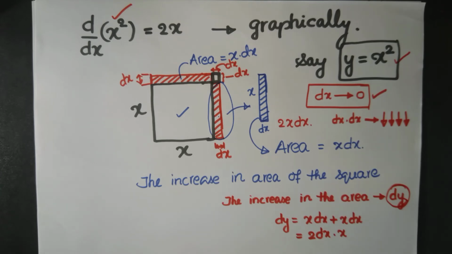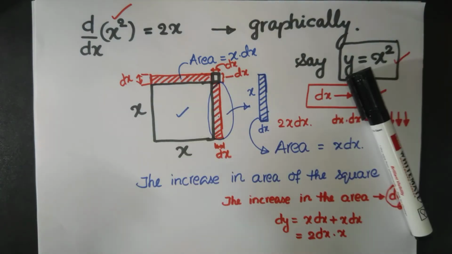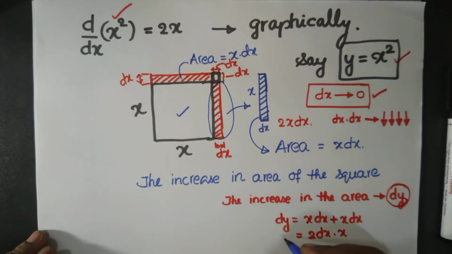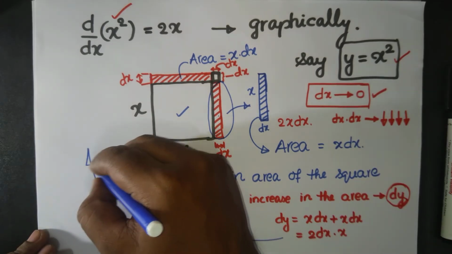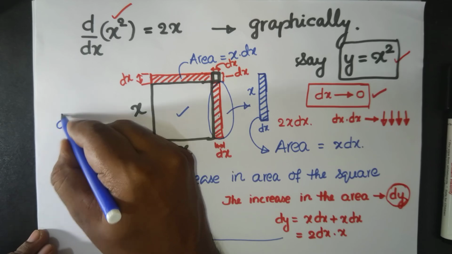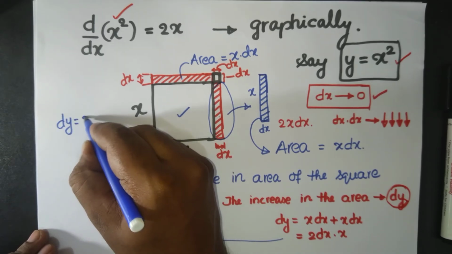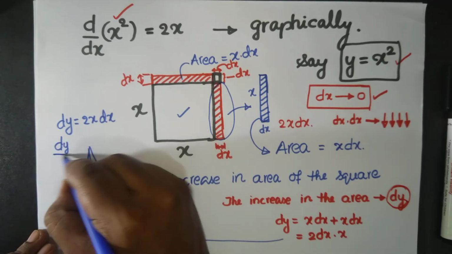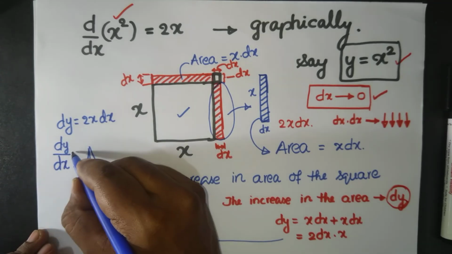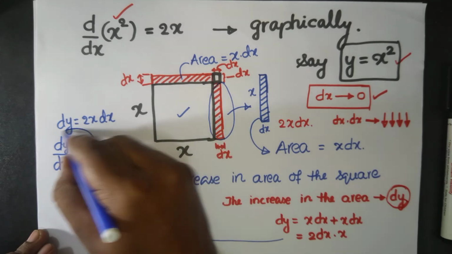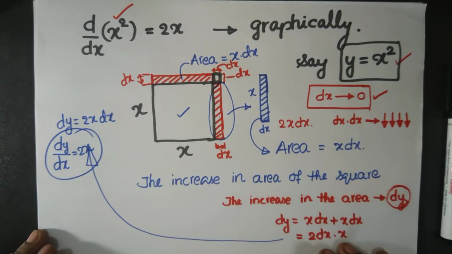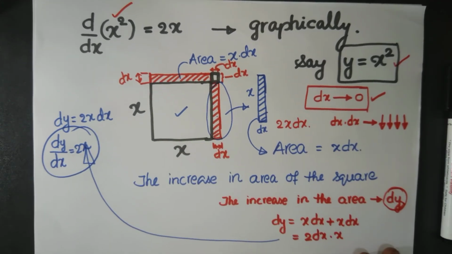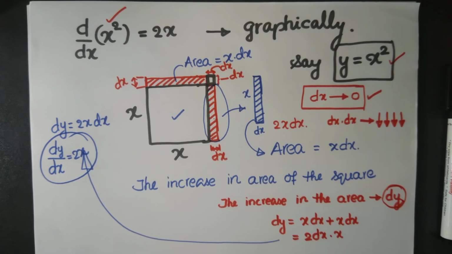Now finally, what do you have? dy is equal to 2x dx. Now dy by dx is our derivative, and this is equal to 2x. Simple, right? So the differentiation of x square is 2x. This we have proved graphically now. That's it, it's very simple.